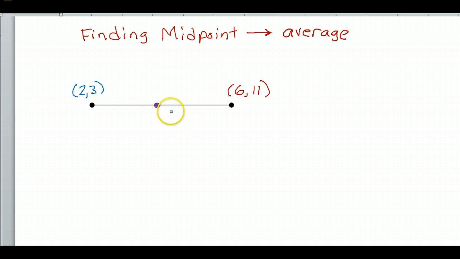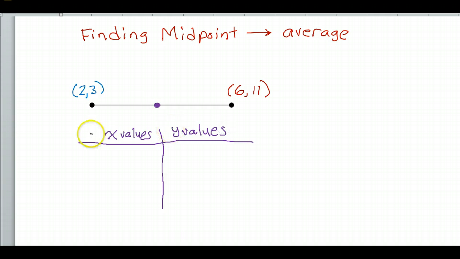And how do you find the average of two things? You add them up and divide by 2. So that's what we do. So basically it looks like this. We're going to do two separate calculations. One calculation will be for the x values, and another calculation will be for the y values. Okay, so in this case, for the x values, we would do this.